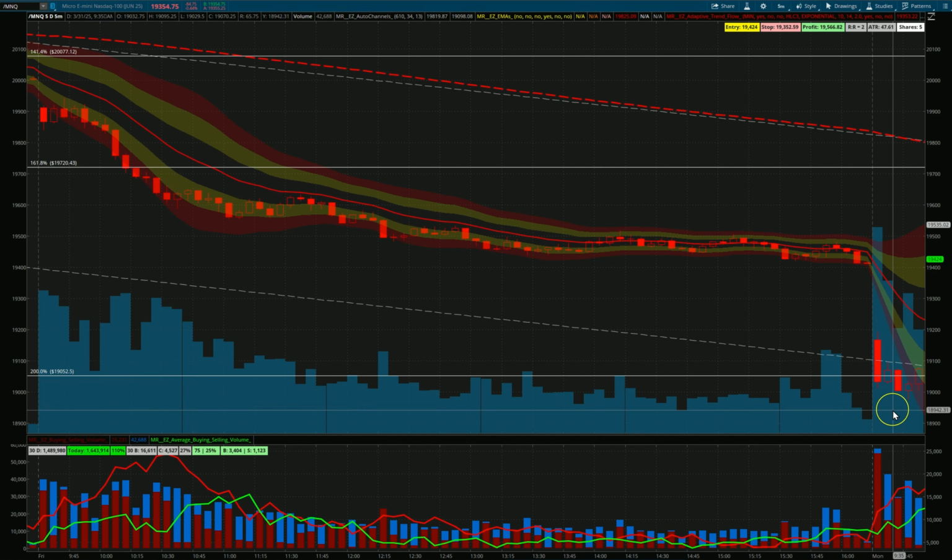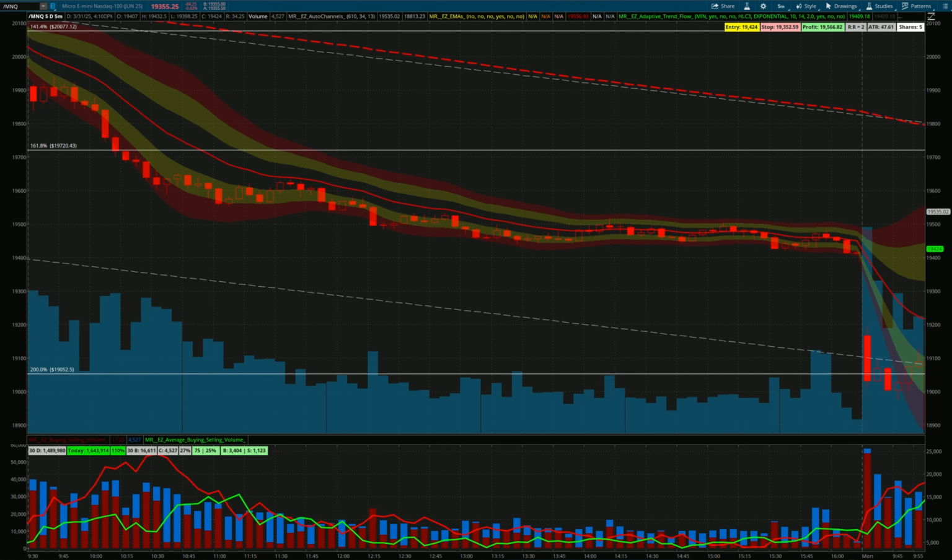So if we increment one candle or bar, and this doesn't do that, so I got to come down here to the little tiny arrows down here. See if I can do one bar. Let's see, let's try again. Hit the wrong one. There we go.